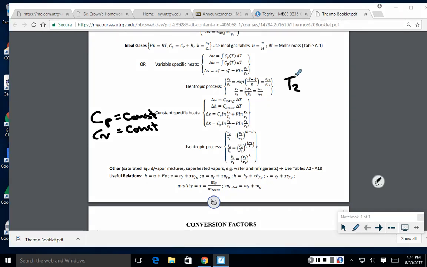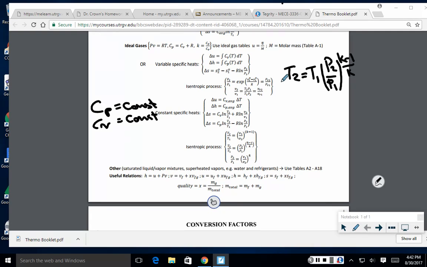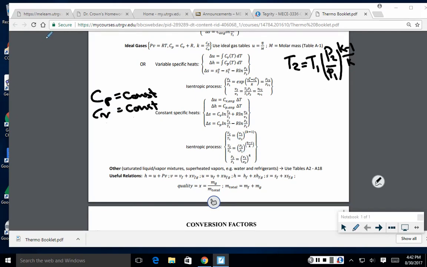T2 equals T1 (P2 over P1) to the (K minus 1) over K. And that simply comes from this expression where delta S equals 0, actually the second one here. So if it's isentropic, then this equation simplifies down to this. So it's an ideal gas. I'm going to assume it's isentropic, constant specific heats, so these equations then apply.